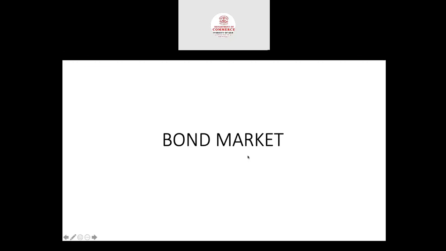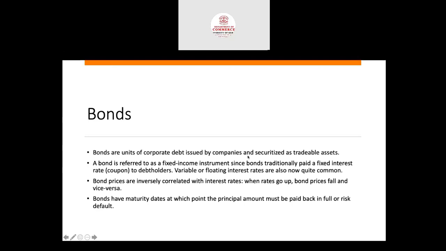So we can elaborate on the bond market. Bonds are units of corporate debt issued by companies and securitized as tradable assets. A bond is referred to as a fixed income instrument. Fixed income instrument means if a person purchases a bond from a company in the market, the company regularly pays interest to that person who purchased the bond. So it's something like a loan taken by the company from the people.